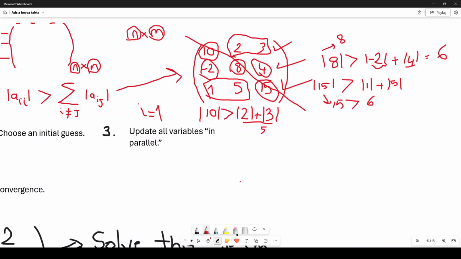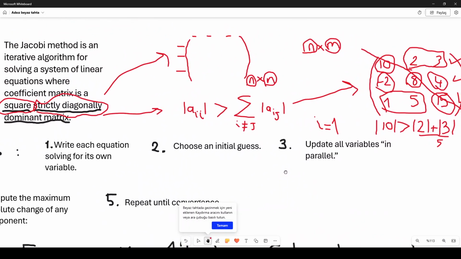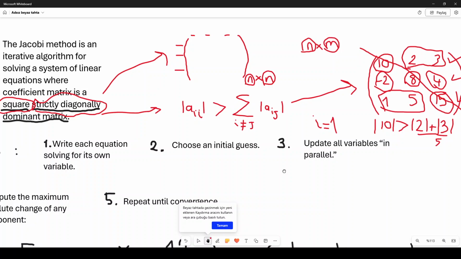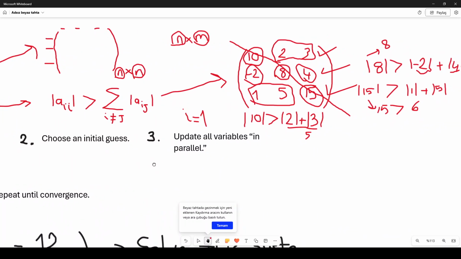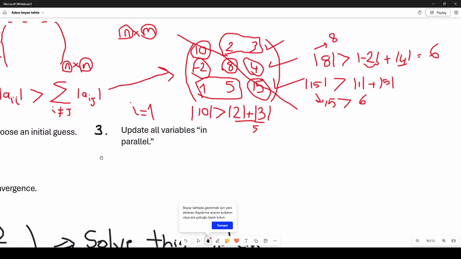And what I can say is that this is a square matrix, and this matrix satisfies the strictly diagonally dominant matrix conditions. So we have a square strictly diagonally dominant matrix, right? And why are these two conditions important?